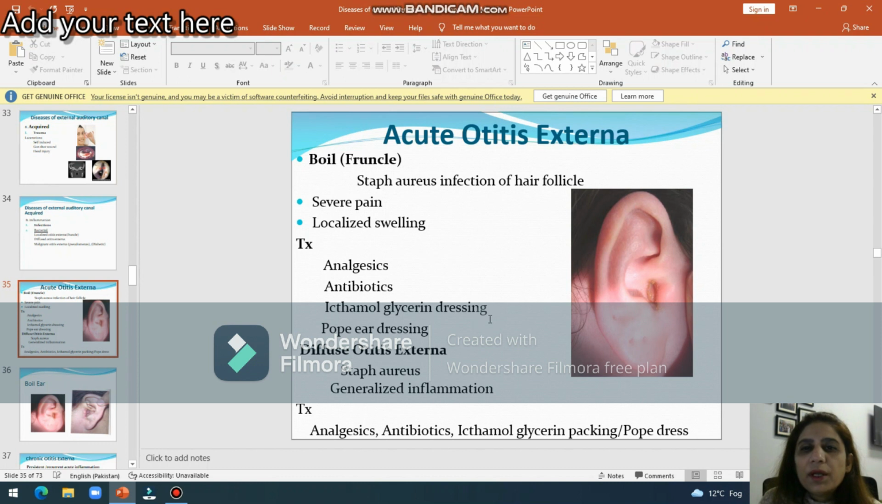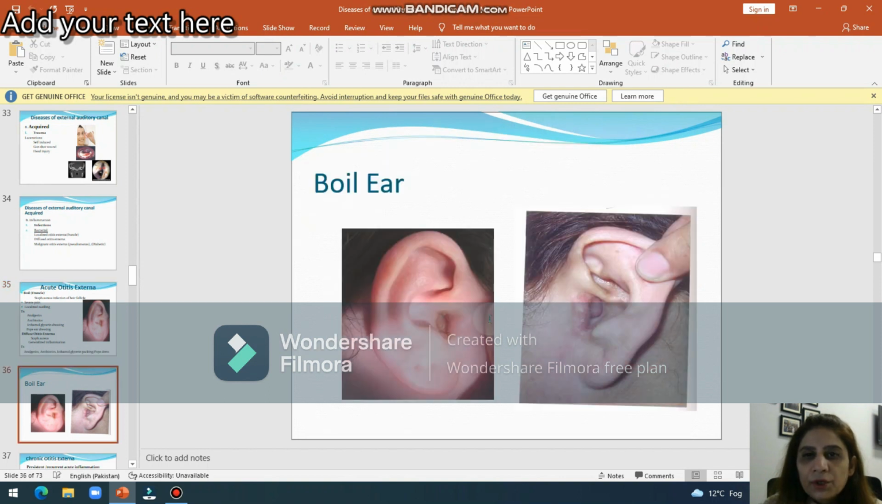So we have discussed boil, that is infection of the hair follicle caused by Staph aureus infection. So you will give ichthammol glycerin packing, analgesics, antibiotics, Pope dressing. Pope dressing is a form of Merocel packing. You will put it in the external auditory canal and you will apply ear drops containing antibiotics. It will swell up and will act as a splint in the external auditory canal and will reduce the swelling of the external auditory canal. So you can see this is localized otitis externa and this is generalized otitis externa.